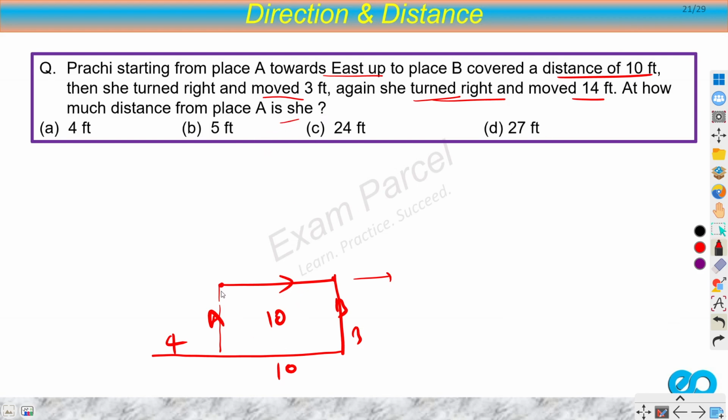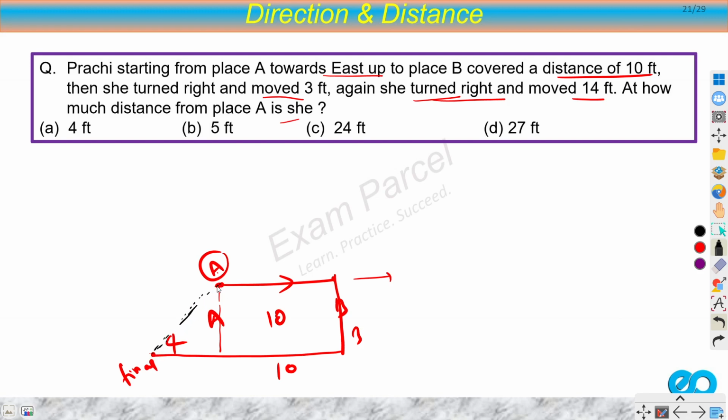Okay. So A was this one. This is A, and this is the final position. So how much distance from A is this position? Now we generally find shortest distance, right? We can't say that 3 distance this one and 4 distance this one, so 3 plus 4, 7. We want to find shortest distance. So we want to find this distance.